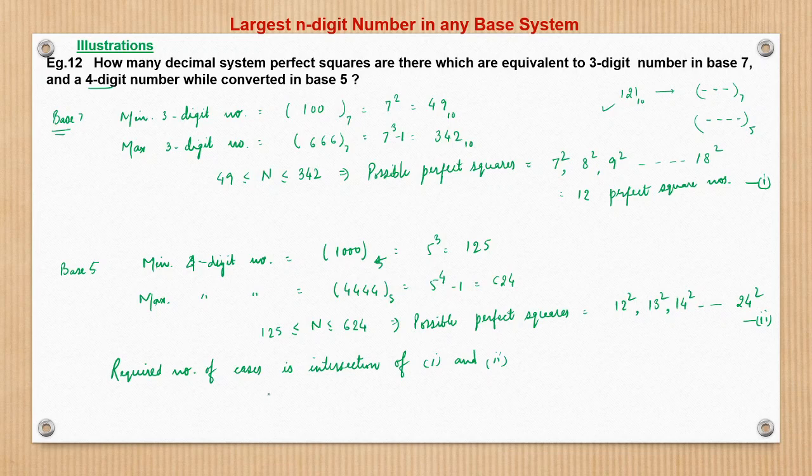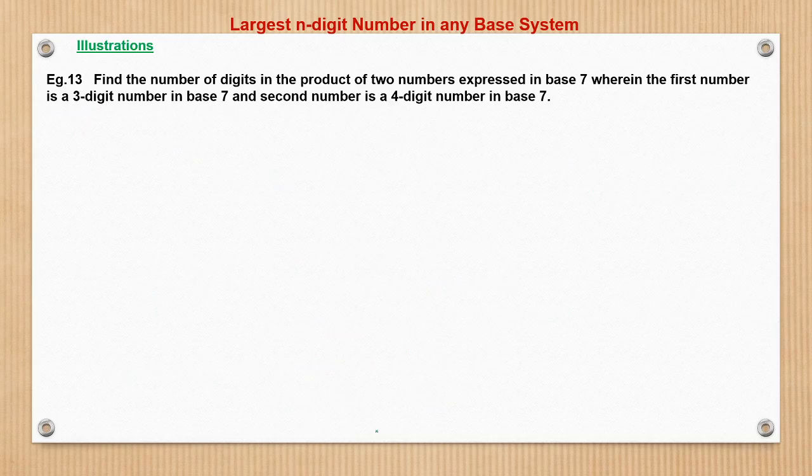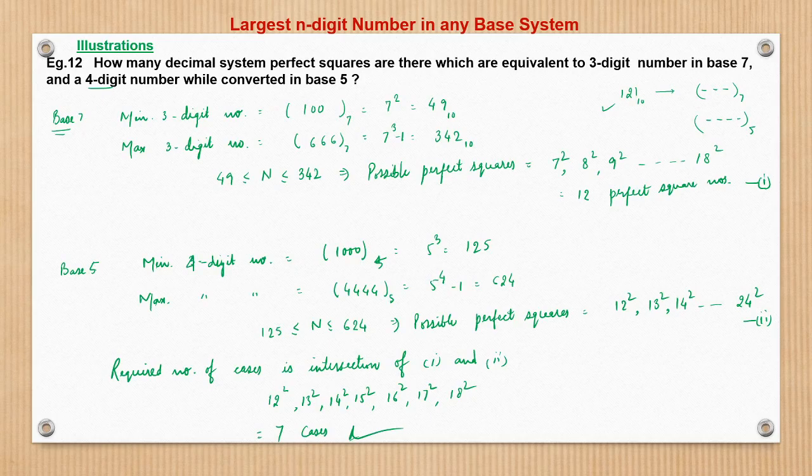So common would be what? 12 square, 13 square, 14 square, 15 square, 16 square, 17 square, and 18 square. That is the only common. From here minimum is 12, here maximum is 18. So 12 to 18, that is 7 cases. This is the answer to this question. Right, so here basically the approach we should be familiar with. Previous question also we had done on a similar approach. If we know this maximum minimum thing, we can solve questions of this nature.